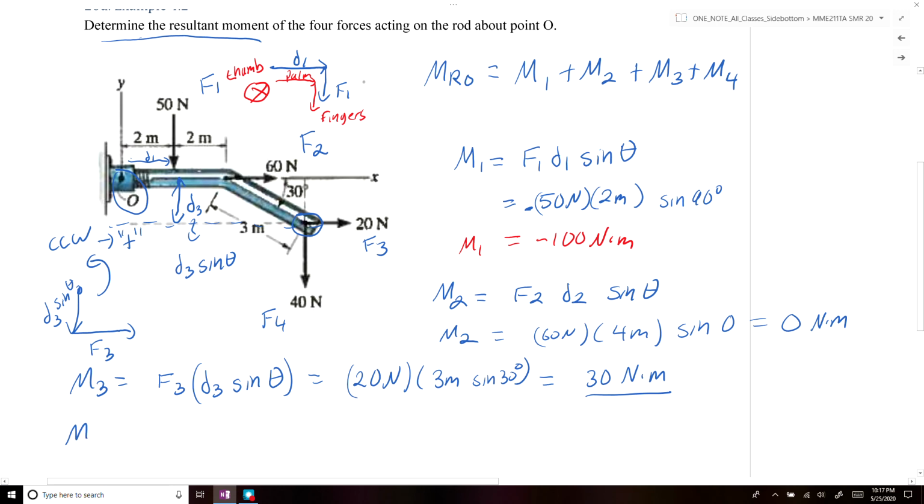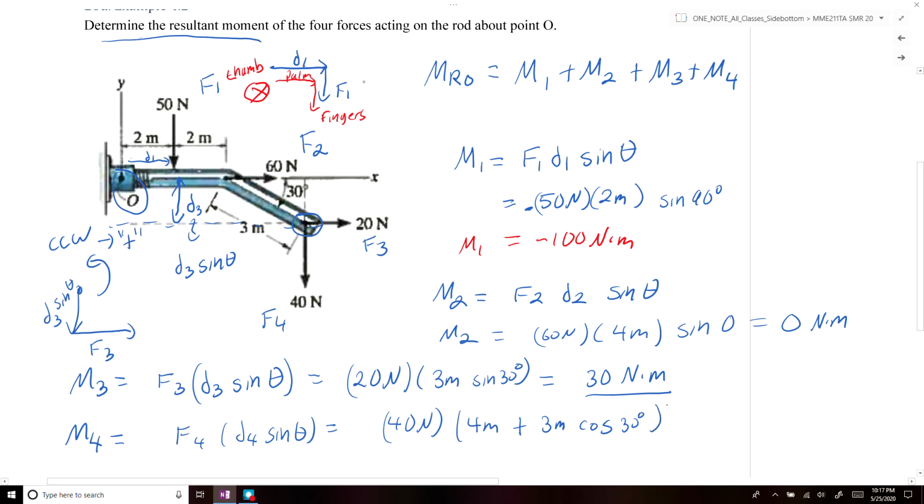All right, and then the last one we would get is M4. This would be equal to F4 times D4 sine theta. In this case, that's going to be equal to 40 newtons times 4 meters, which is the distance from point O to where force 2 is being applied, plus 3 meters times cosine of 30 degrees.